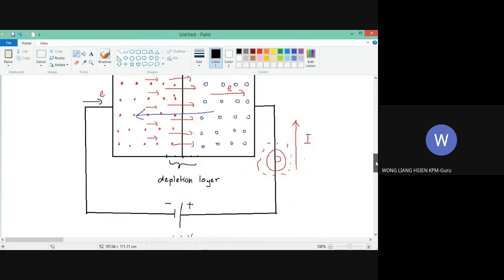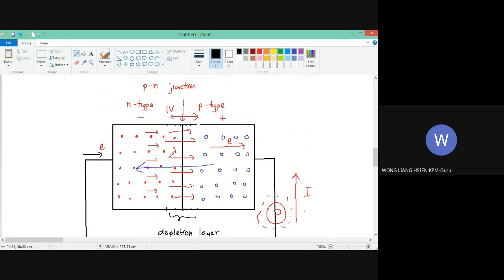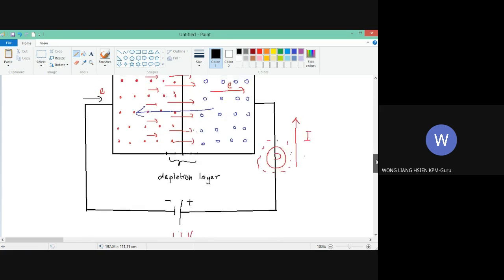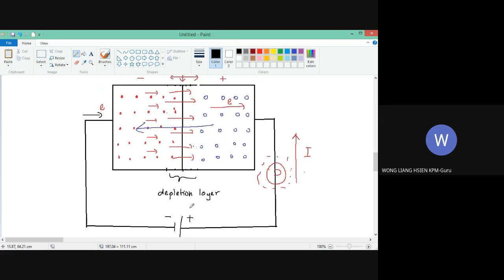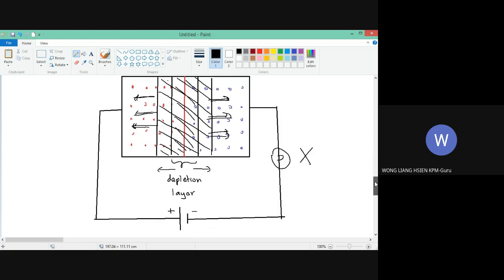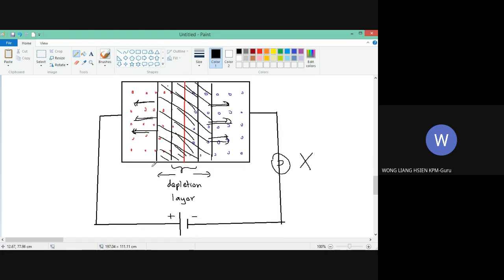So what does this tell us? This shows us that this device that is constructed from N-type and P-type semiconductor only allows current to flow in one direction only. That means if you connect like this, negative to the N-type, positive to the P-type, then current can flow. If you connect in reverse, positive to the N-type, negative to the P-type, current cannot flow. You see that? Current cannot flow.